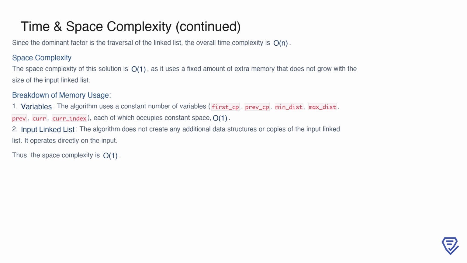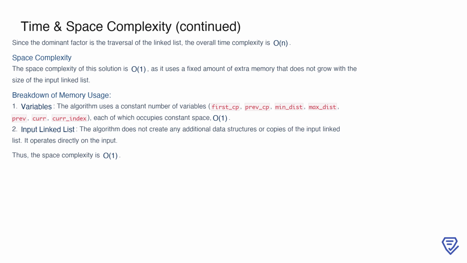Now, let's discuss the space complexity. This solution achieves a space complexity of O(1), meaning it uses a fixed amount of extra memory that does not scale with the size of the input linked list. Breaking this down, the algorithm uses a constant number of variables, such as first_cp, prev_cp, min_dist, max_dist, previous, cur, and cur_index. Each of these variables occupies a fixed amount of space, which is O(1).